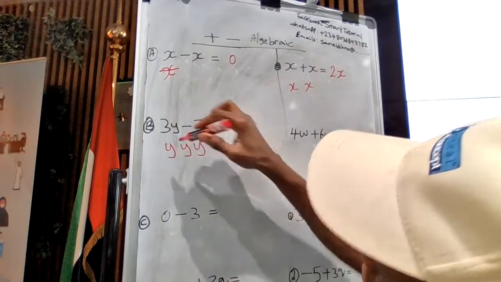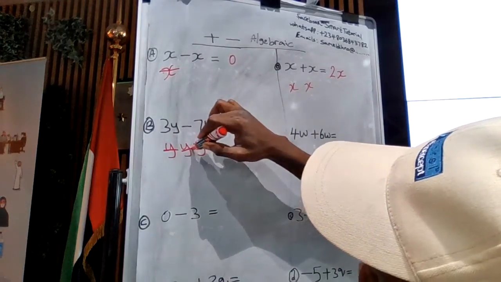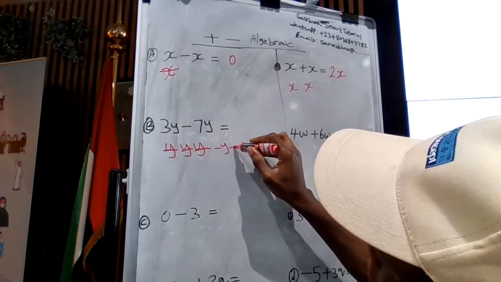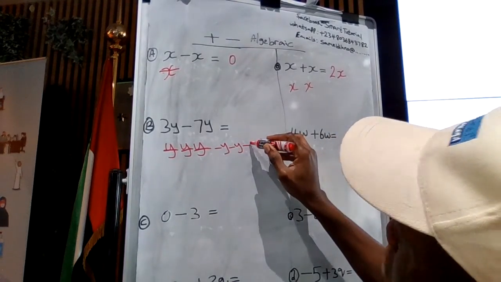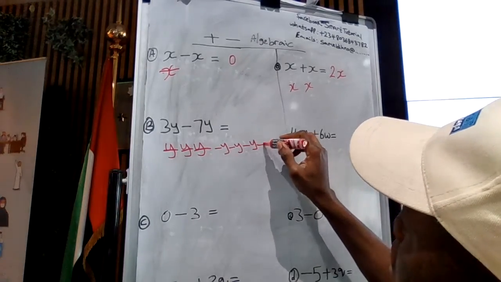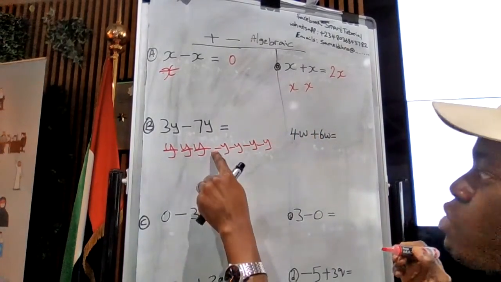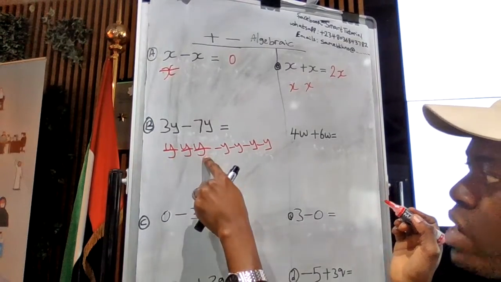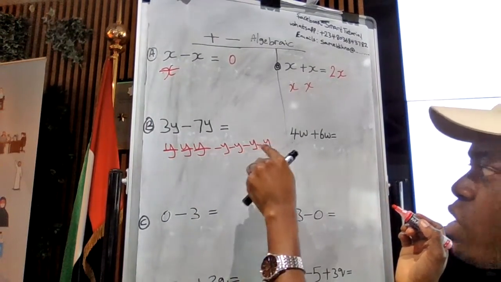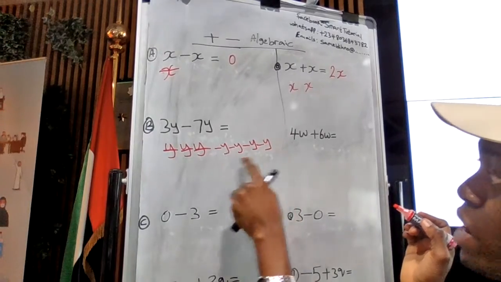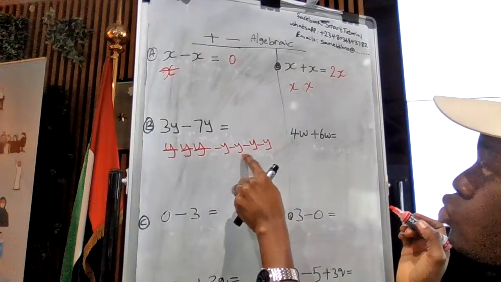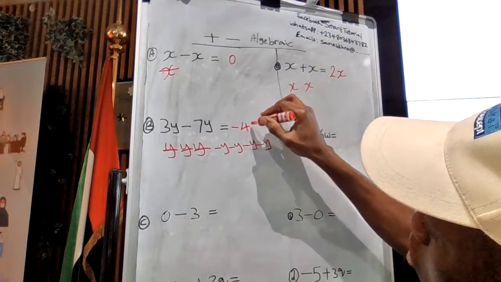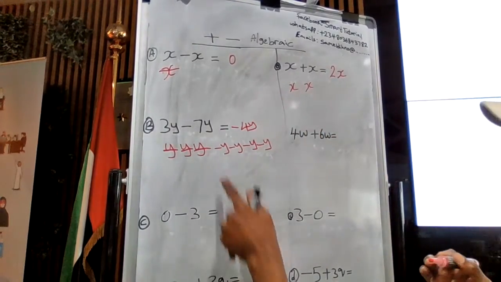Take away 1y, take away 2y, take away 3y, take away 4y, take away 5y, take away 6y, take away 7y. Take away is minus, that is slash. Take away 1y, take away 2y, take away 3y, take away 4y, take away 5y, take away 6y, take away 7y. How many y did you see? 1, 2, 3, 4. That is, we have seen what? Minus 4y.